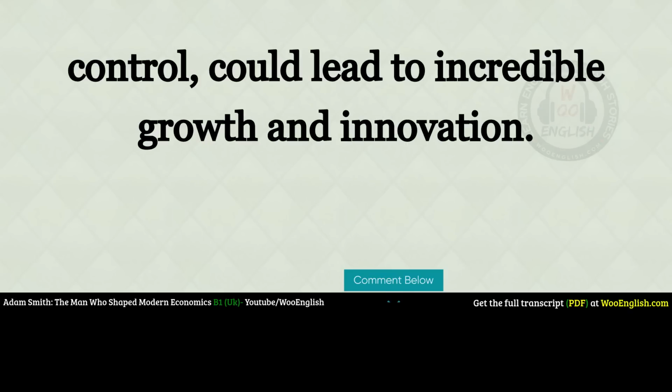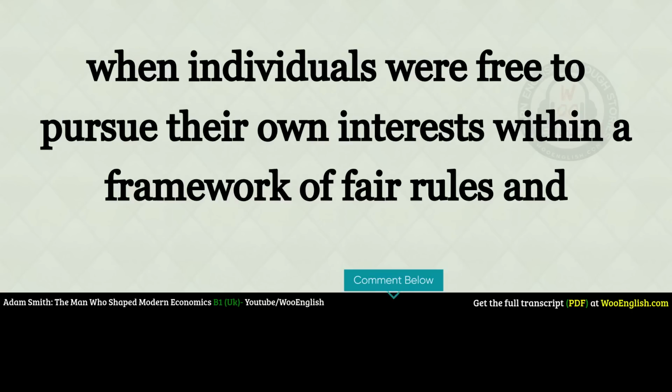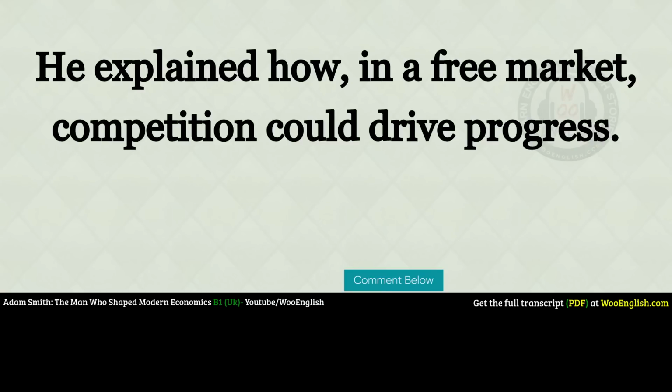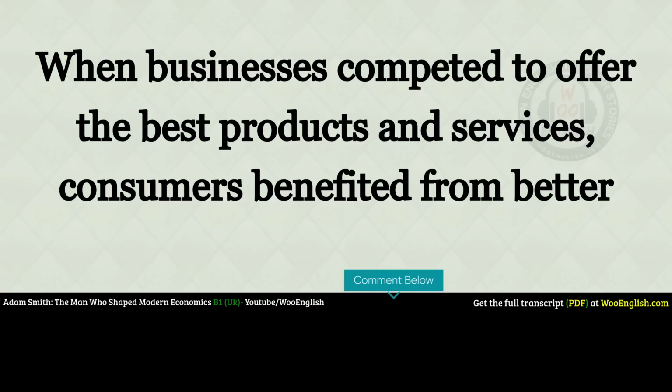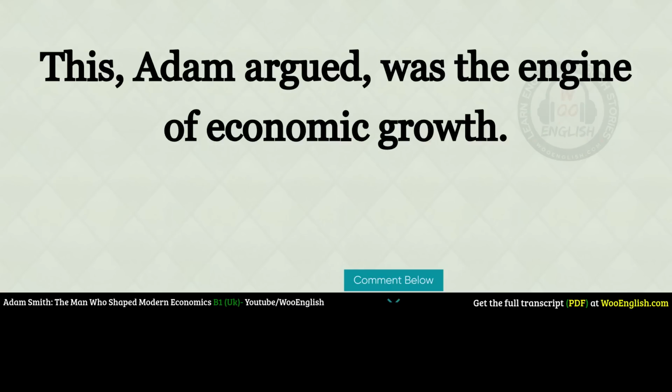As readers turned the pages, they discovered a world where free markets, rather than government control, could lead to incredible growth and innovation. Adam's book didn't just present a theory, it told a story about how societies could thrive when individuals were free to pursue their own interests, within a framework of fair rules and justice. He explained how, in a free market, competition could drive progress. When businesses competed to offer the best products and services, consumers benefited from better choices, lower prices, and higher quality. This, Adam argued, was the engine of economic growth.